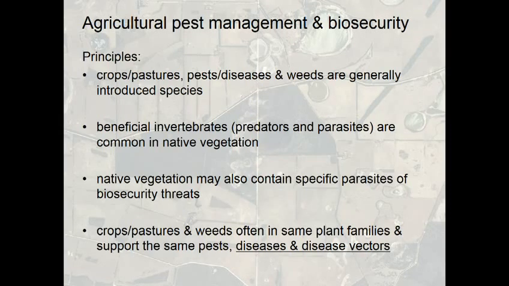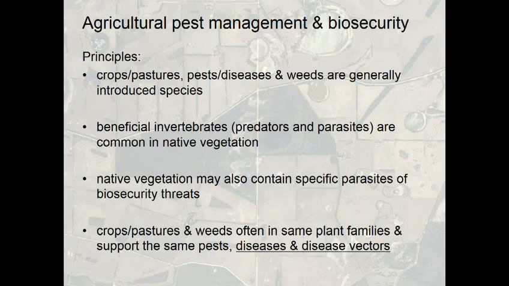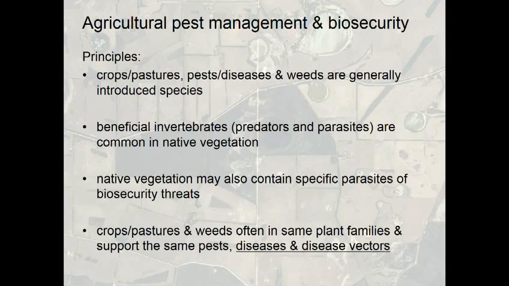However, beneficial invertebrates, such as predators and parasites that I just mentioned, are common in native vegetation. So these useful insects are very common in the native vegetation. And some research we did on the North Adelaide Plains showed that we actually had biocontrol agents of pests that aren't in Australia yet already living in the native vegetation.